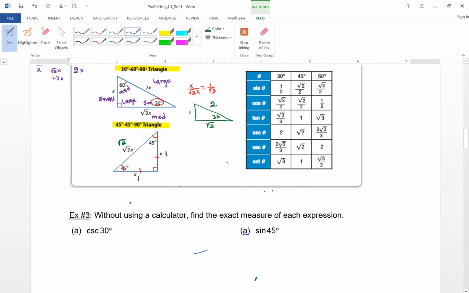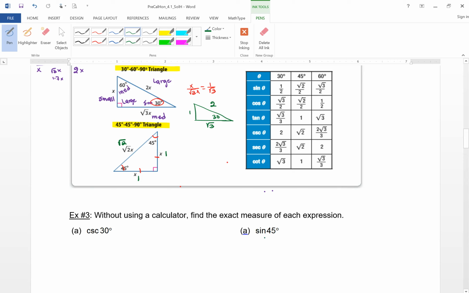Okay? So, here is a chart, just to give you an idea, right? And I know you've seen this a million times. I do not want you to sit there and memorize the chart because afterwards we're going to learn how to do it with the unit circle, okay?